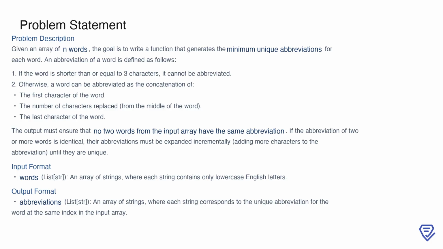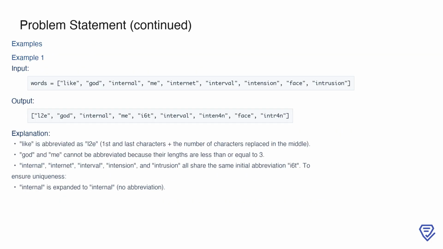The input is a list of lowercase English words, and the output should be a list of unique abbreviations corresponding to each word in the input array. Let's look at an example to understand this better. Given the input array of words, like God, internal, me, internet, interval, intention, face, and intrusion, the output is the unique abbreviations L2E, God, internal, me, I6T, interval, intend4N, face, and INTR4N.